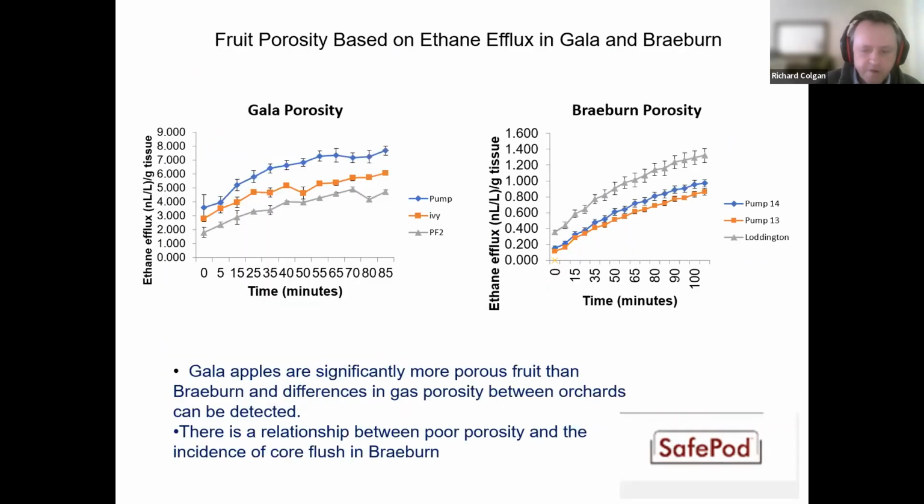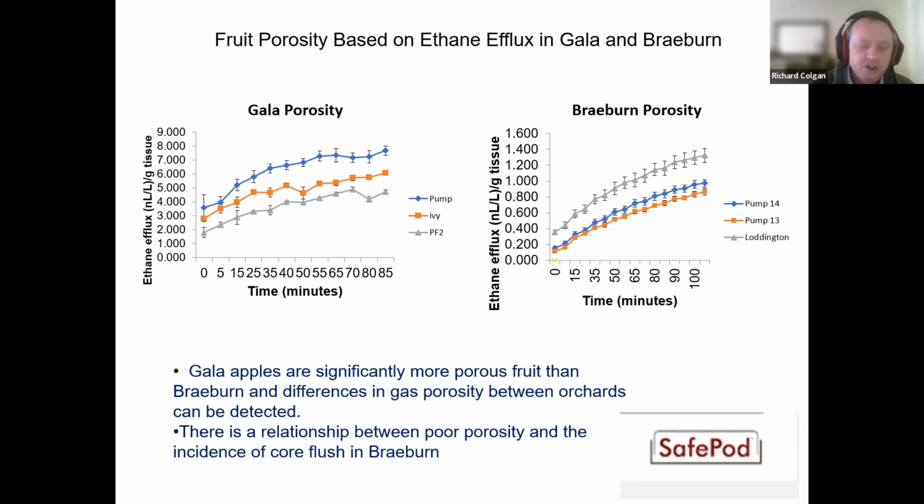But we've done this for both Gala and Braeburn. And firstly, the two varieties are on different scales because of the difference I'm going to show you in the orchards that we identified. So on the left-hand side with Gala, you can see the fruit is fairly, not more porous, but it's 6 times more porous than Braeburn is.